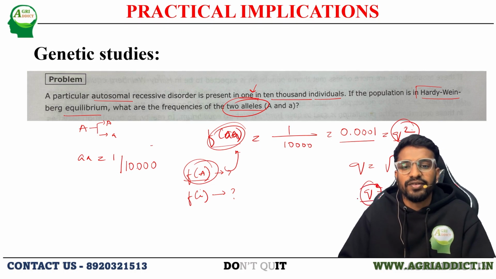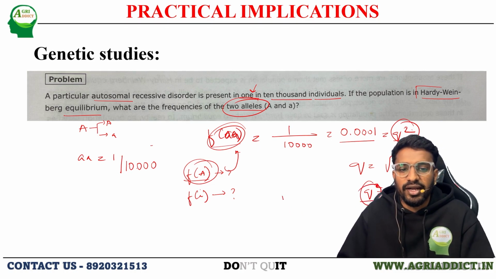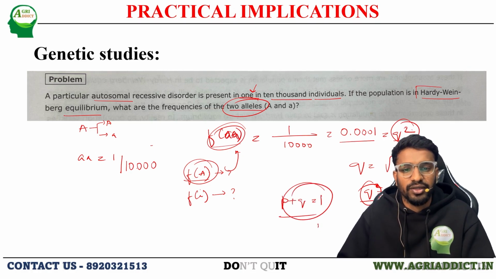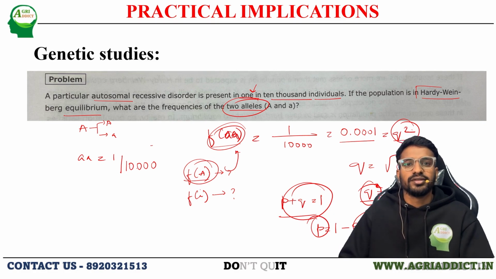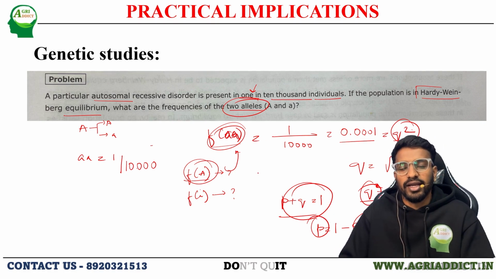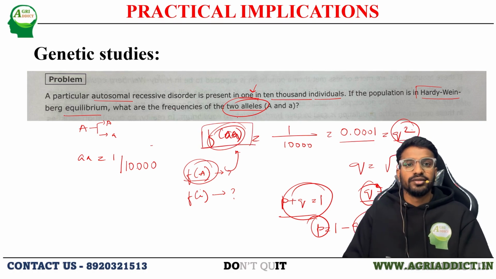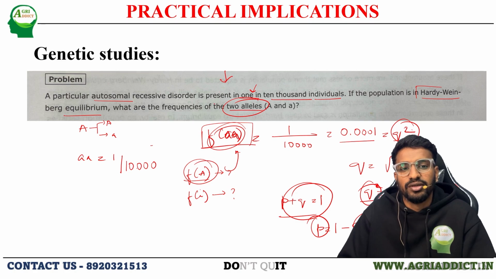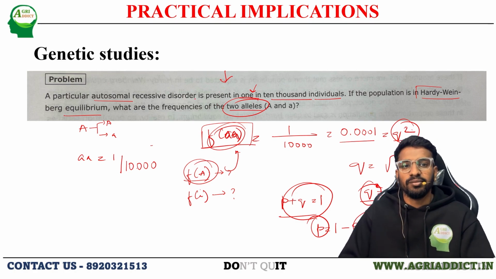If we have the frequency of one allele, then we can calculate the frequency of the other allele. How? Because we know that p plus q is equal to 1. So p will be equal to 1 minus q, which is 1 minus 0.01. This will give us the value of p. So this is how simple it is to calculate the allelic frequency of capital A and small a, or p and q, if we have the genotypic frequency of one of this kind. This is where it is used. We can use this for studying or predicting diseased individuals in the population.